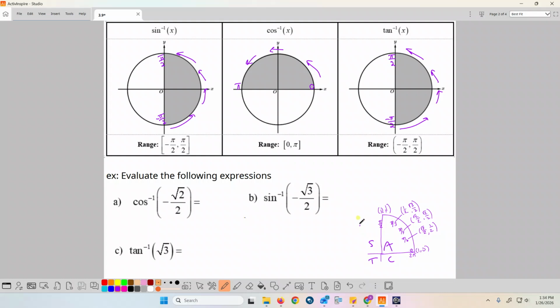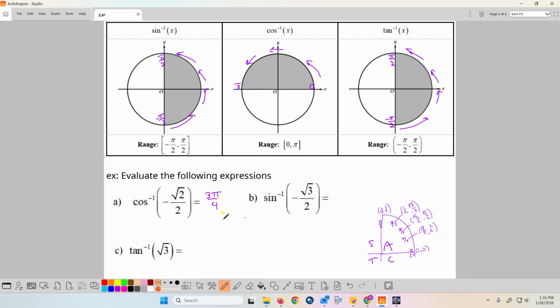So the reference angle is pi over 4. But I'm going to be using the angle that's in quadrant 2 because cosine is negative in quadrant 2. All right. So I'm going to say that the angle that goes over 4 here in quadrant 2 should be 3 pi over 4. Okay. And that 3 pi over 4 does in fact fall from 0 to pi. So this here should be 3 pi over 4.